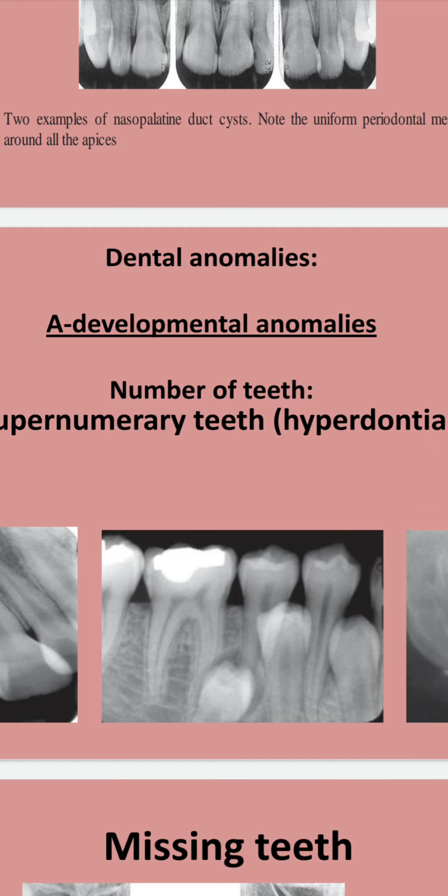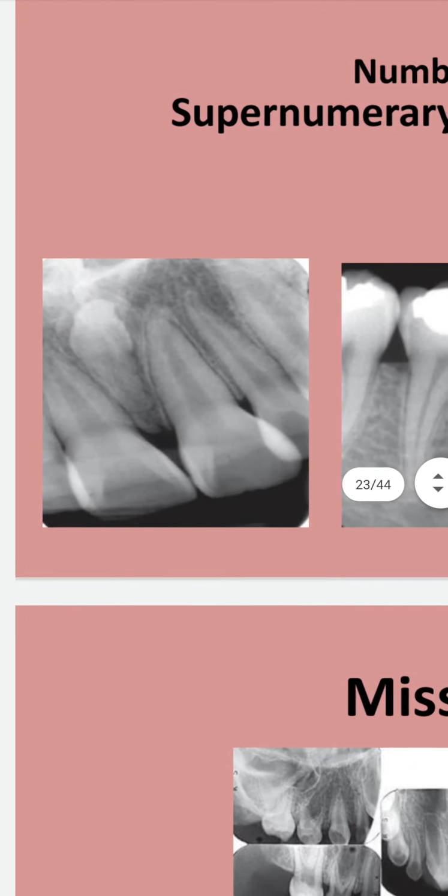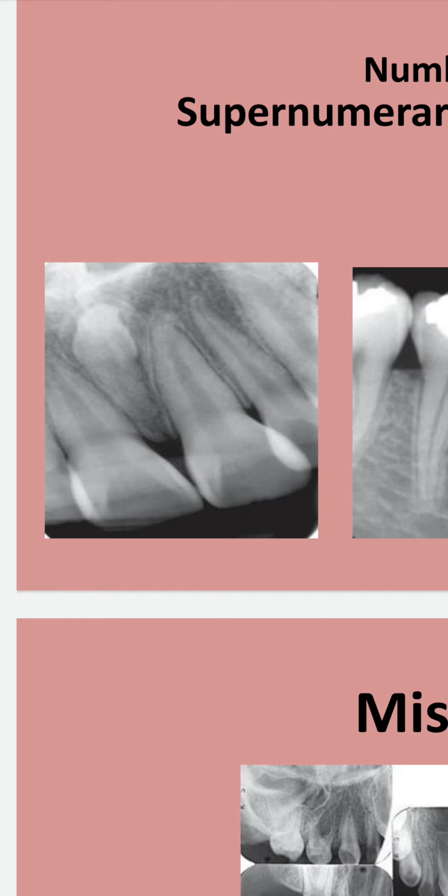Dental anomalies, including developmental anomalies such as number of teeth, supernumerary teeth, hyperdontia. As we see here, this is a mesiodens that is located between two central incisors. Any tooth located between two central incisors is called a mesiodens.